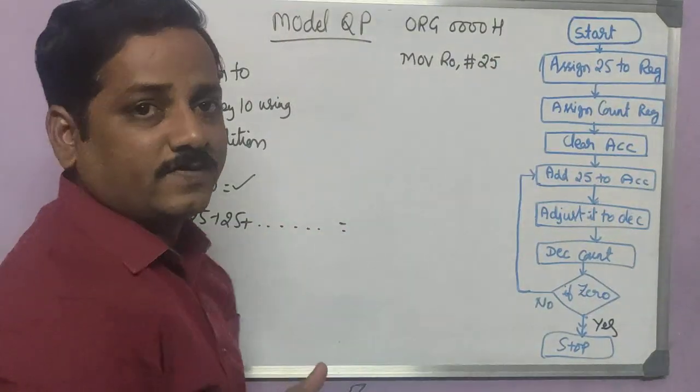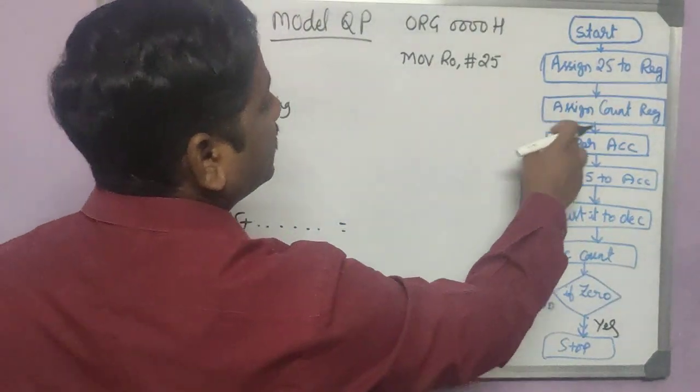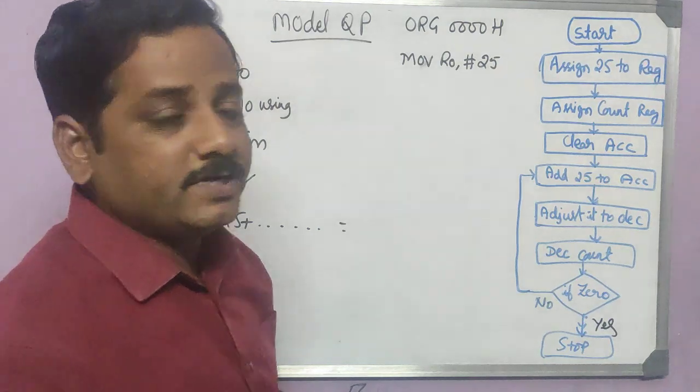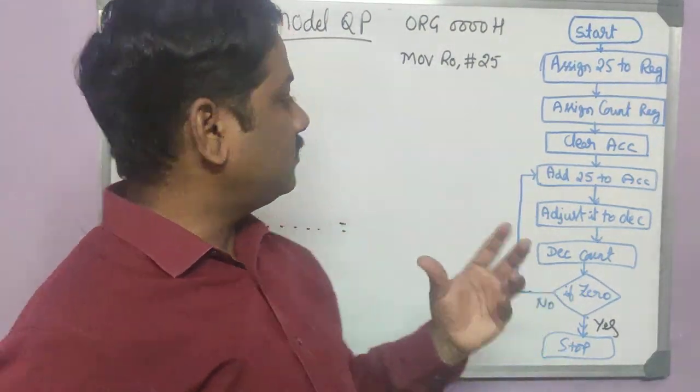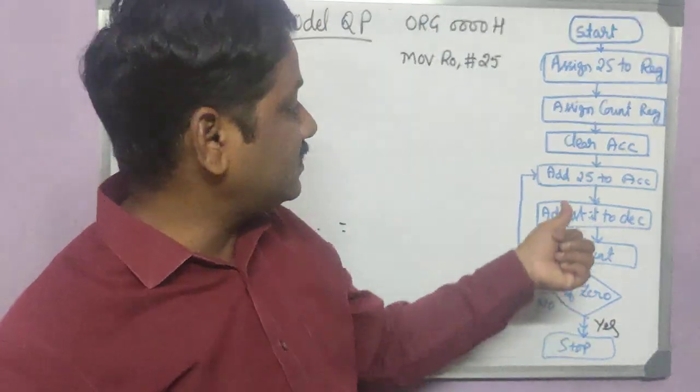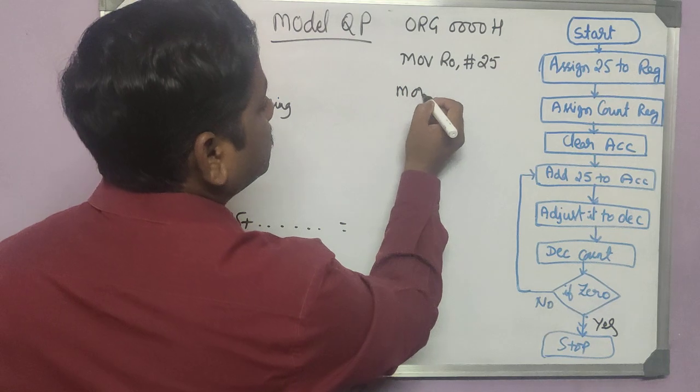Let me give it as 25, not 25H, so that it will be a decimal number. Then assign count. How many times do you have to repeat it? I just want to add that 25 ten times. So I want to repeat this ADD instruction 10 times. So assign 10 to a register, one other register, let me take R1.